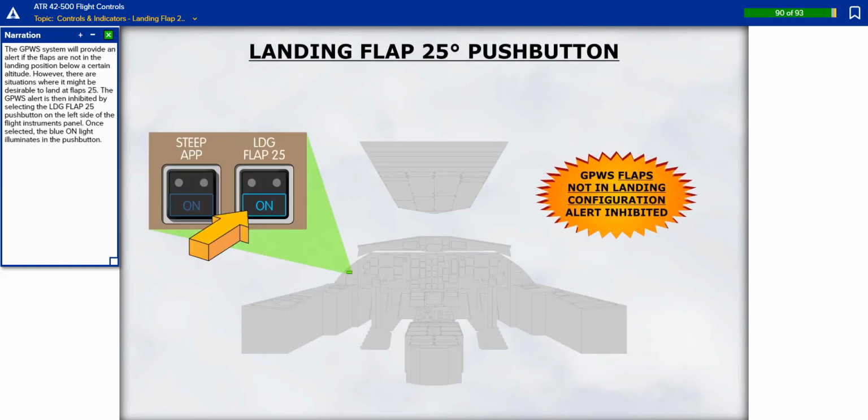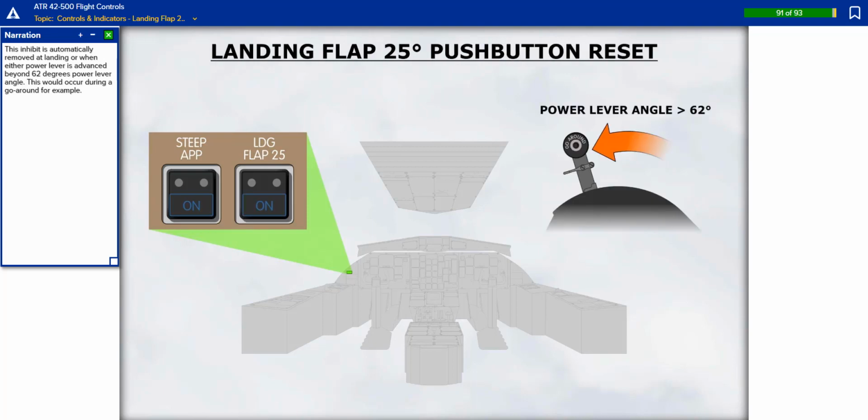The GPWS system will provide an alert if the flaps are not in the landing position below a certain altitude. However, there are situations where it might be desirable to land at flaps 25. The GPWS alert is then inhibited by selecting the landing flap 25 push button on the left side of the flight instruments panel. Once selected, the blue on light illuminates in the push button.